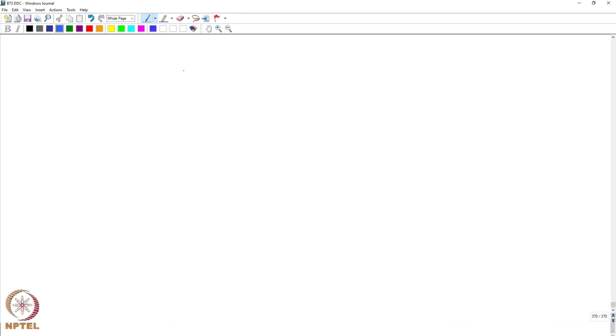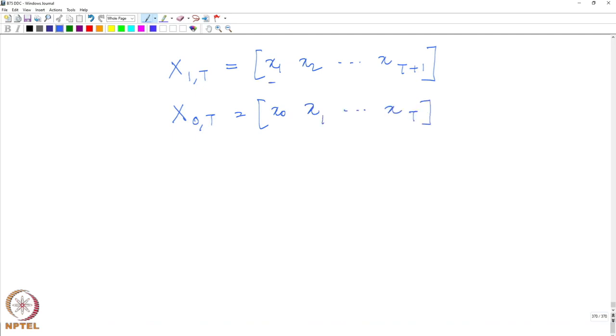You see, all I need is one step more information. I define x_1t to be equal to x1, x2, dot dot dot, up to x_{t+1}. Earlier it was x0 up to xt. It is worthwhile to write it here so that we do not forget: x0, x1, dot dot dot, up to xt, and now I start from x1 and go up to t plus 1.